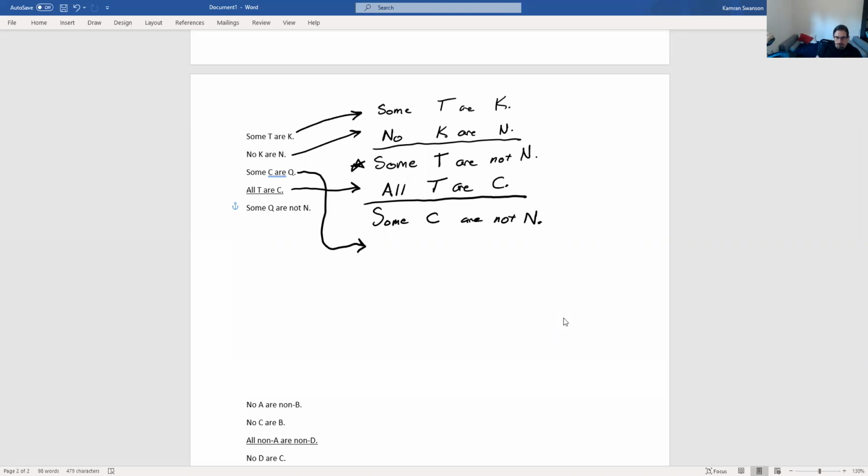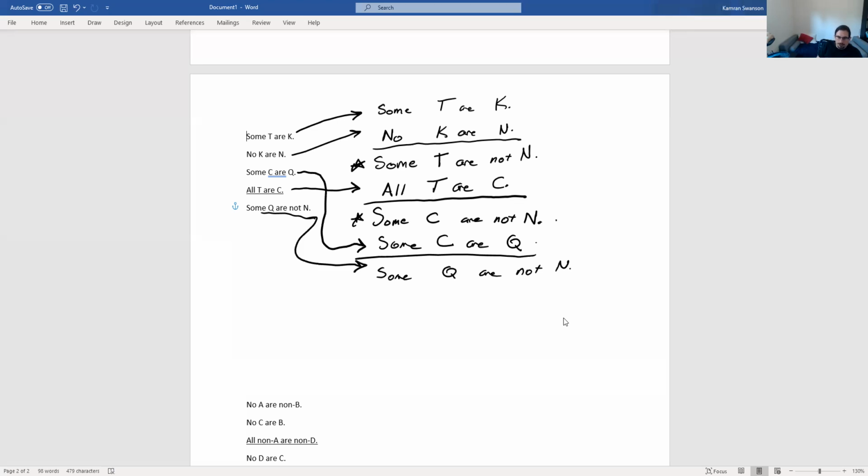So I'm going to put a star because it's an enthymeme. Some C are Q. And now we find out if we can get to a new conclusion. And notice how the conclusion is some Q are not N. We have a Q, we have an N. Let's just plug this in here. So that comes from here.